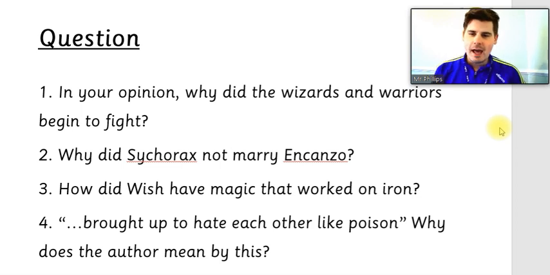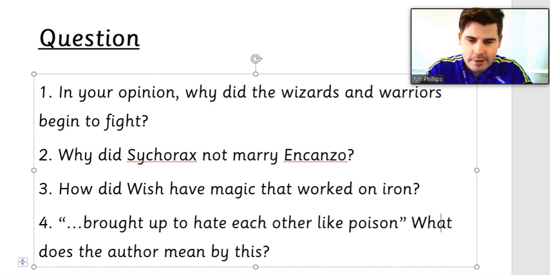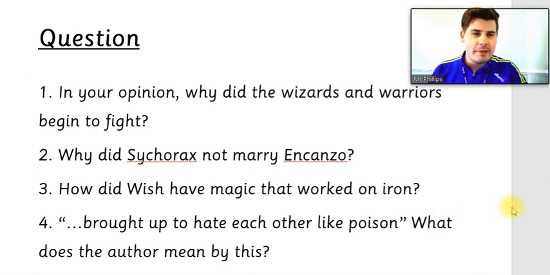Okay, lovely. And question 4, brought up to hate each other like poison. That's a quote from the text. Well, it says why. That's not right, Mr. Phillips. What does the author mean by this? When the author says they were brought up to hate each other like poison, what does the author mean by this? Now, you don't actually have to go back to the text for this because the quote's there for you. To hate each other like poison. Do your best to explain for me what that simile means. What does the author mean by that? Pause the video there. Off you go.